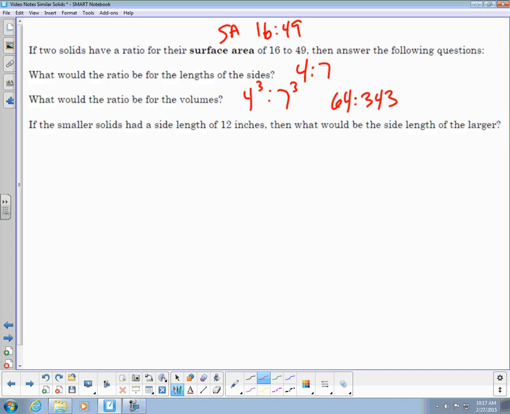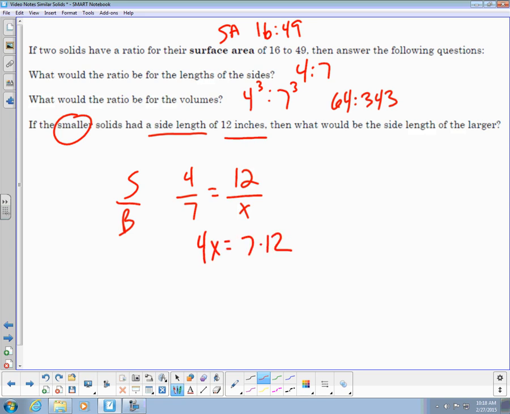So it says if the similar solids had a side length of 12 inches, so side length, which ratio am I going to use? I'm going to use the side ratio, 4 to 7. And it said the smaller is 12. So here's my smaller one on top because I'm doing small over big still. My unknown is in the bottom. Cross multiply, 4x equals 7 times 12. Divide by 4. Those cancel to be a 3, and I know x is equal to 21 inches. And that's my unknown value for my larger figure.